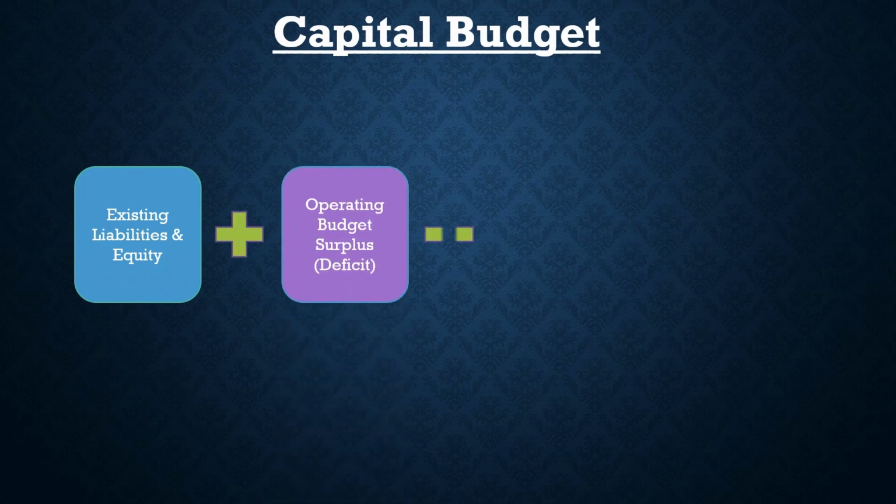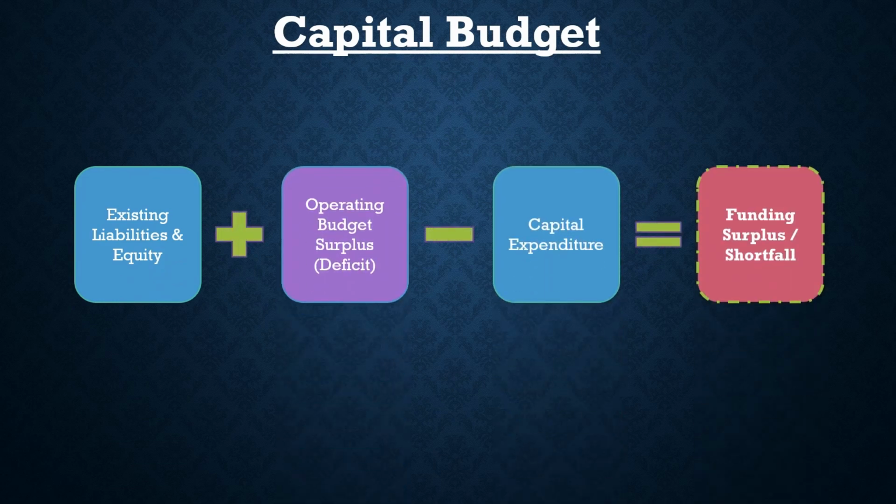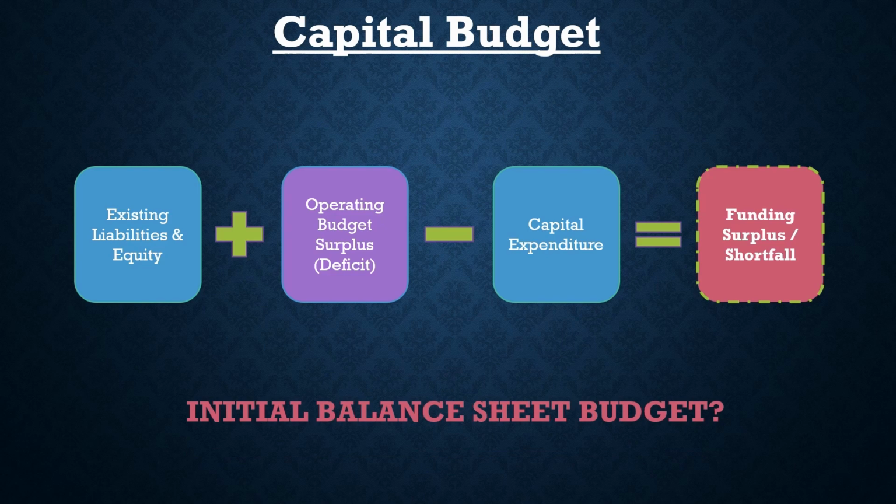Next, we can prepare our capital budget by taking our existing liabilities and equity, adding our operating budget surplus or subtracting our operating budget deficit, and subtracting any capital or long-term one-off expenditure previously identified. The result is our funding surplus or shortfall. You will note that the capital budget closely resembles a balance sheet. In fact, it is really our initial balance sheet budget.